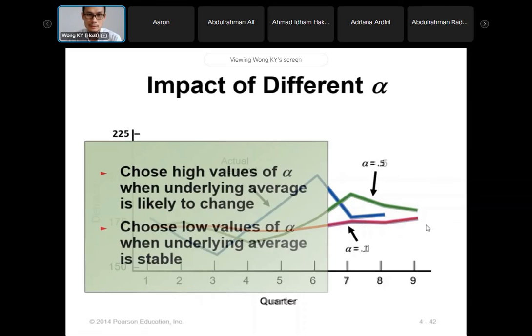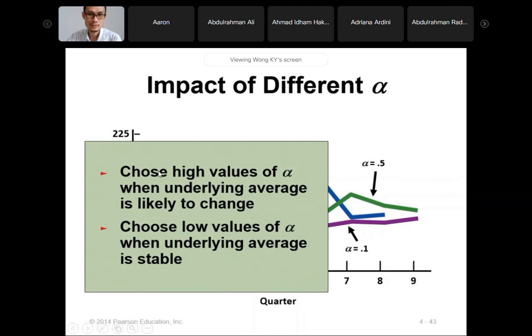Right? So the hint is this: choose high values of alpha if you think that the average demand is likely to change, and low values of alpha if you think that the average demand is stable.